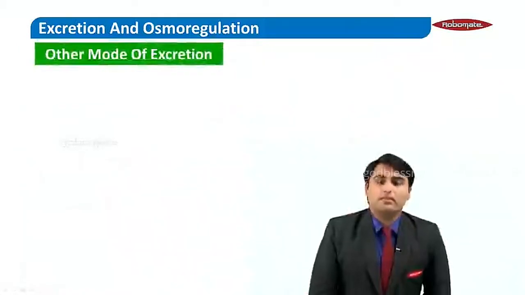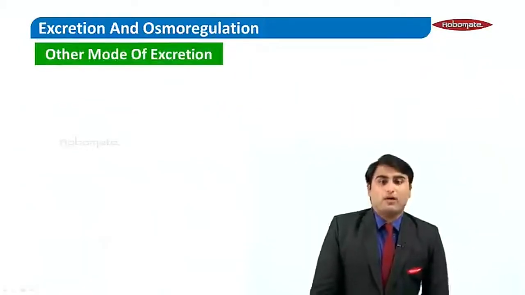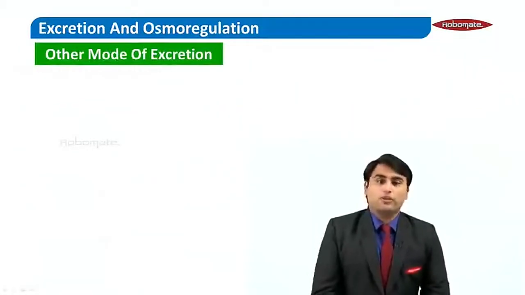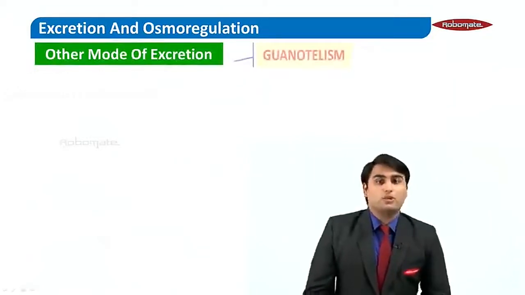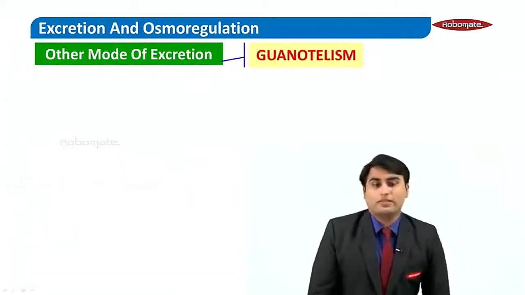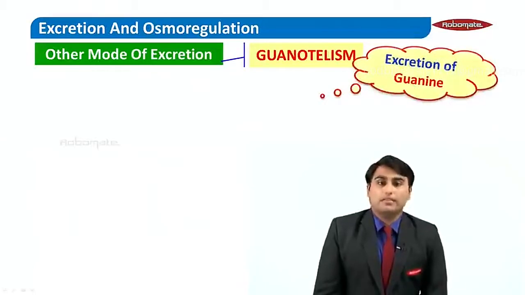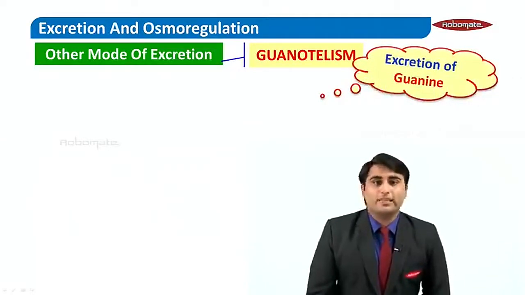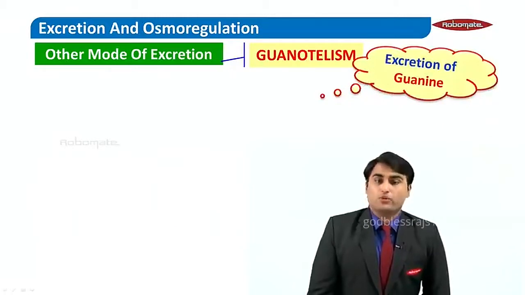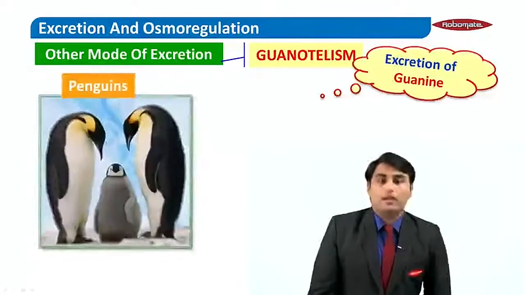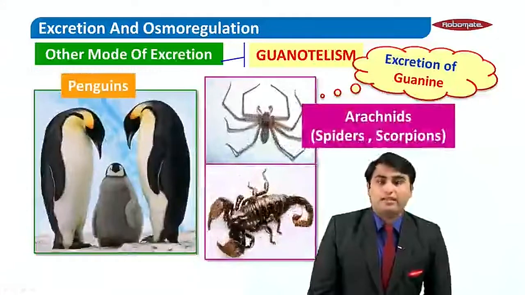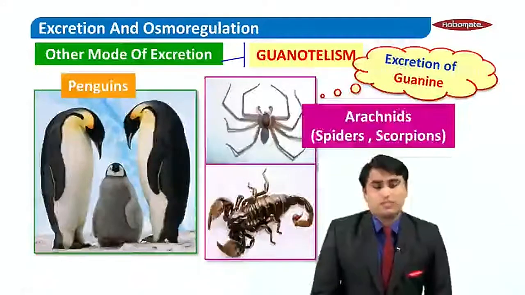Now let's see the other mode of excretion. Other than ammonotelism, ureotelism and uricotelism, there is also one more rare mode of excretion, that is guanotelism. Here the organisms excrete guanine as their excretory waste. The organisms which show the guanotelic mode are penguins and arachnids, comprising spiders and scorpions.